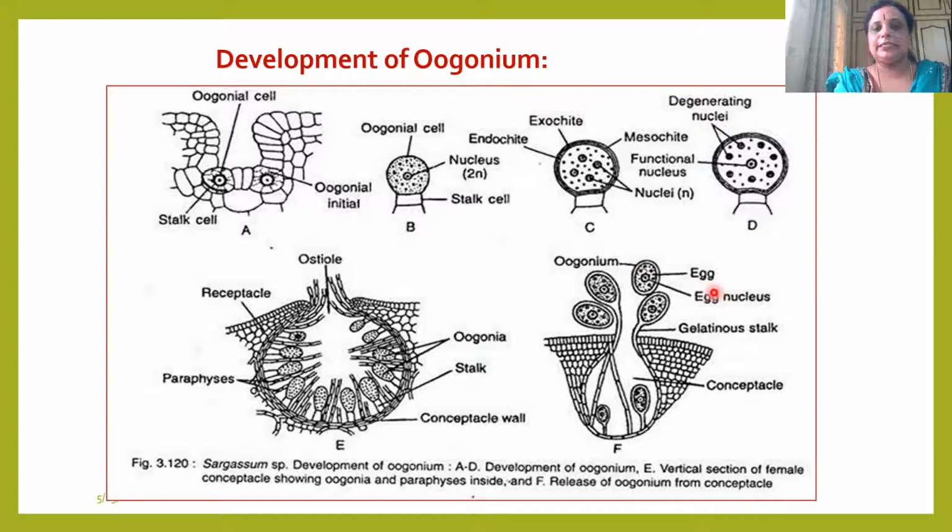It is called an egg, where it has a nucleus called the egg nucleus, and it has a gelatinous stalk. The main function of this gelatinous stalk is to expose this oogonium outside the ostiole, so that it is easy for the process of fertilization.